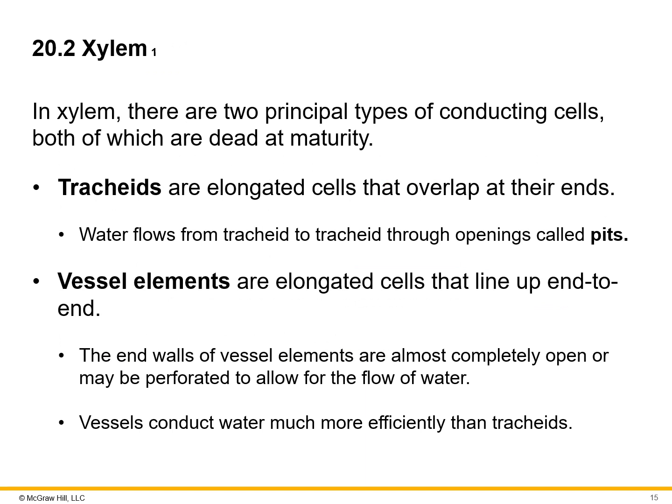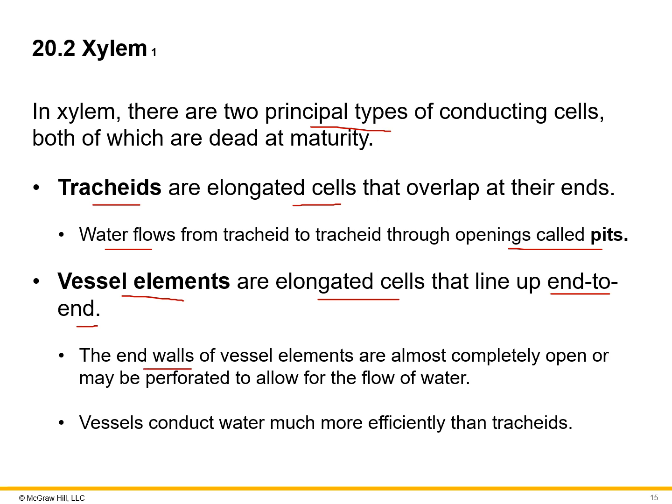A little bit more about the xylem. So there are two principal types of xylem. There are the tracheids and then the vessel elements. And the tracheids are elongated cells. They overlap at the end, and water flows from one to the other through openings called pits. Then the vessel elements are also elongated, but they line up end to end instead of overlapping.